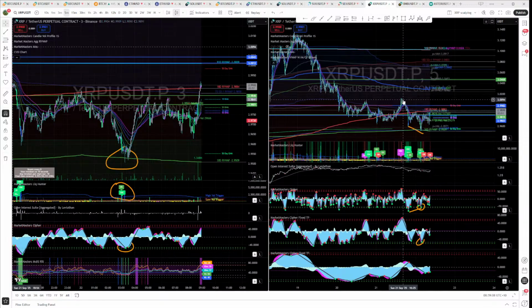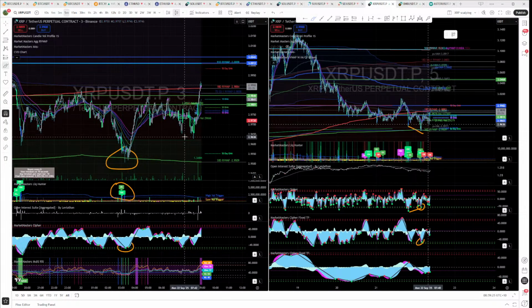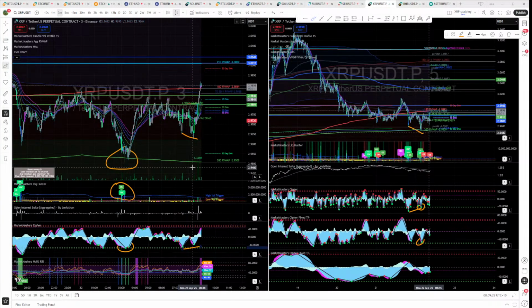So I'm sort of having a look at this. You can see we had a nice divergence here. Actually put a trade on this morning due to this divergence. So let's see what happens here. So yeah, you can see here big divergences on the 3 minutes. So yeah, that's all good.